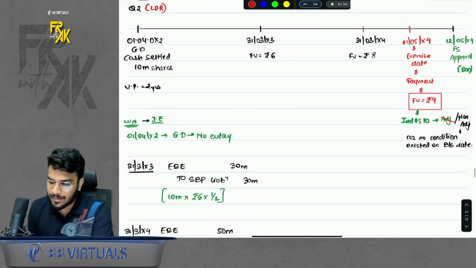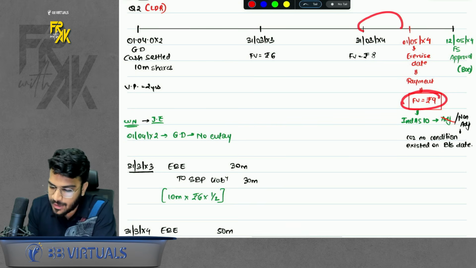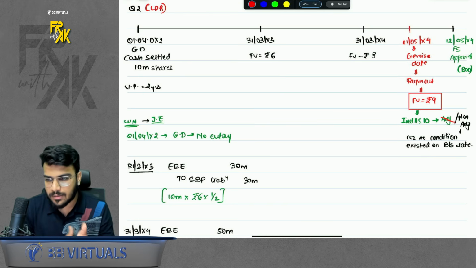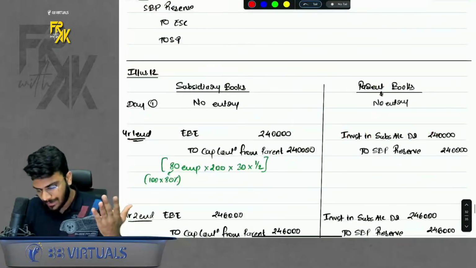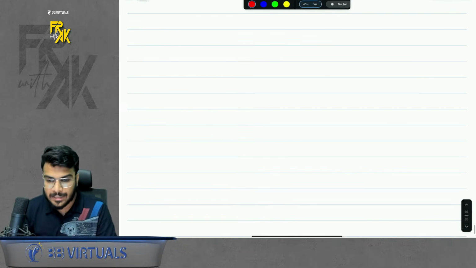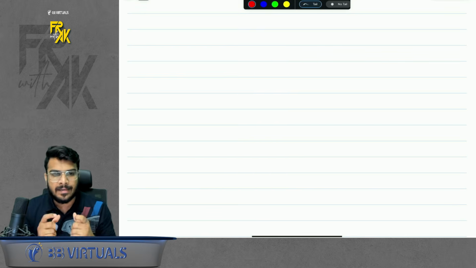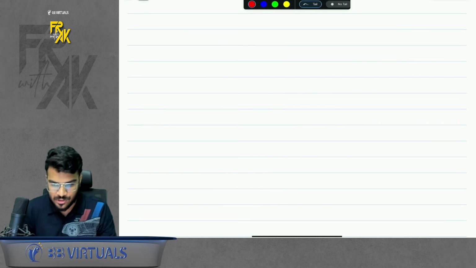Okay, so basically the only concept was that because of the change in fair value after year end but before approval of FS, this is a non-adjusting event. Okay, yes, so this completes our complete revision of Ind AS 102. I hope it was helpful for you. Tried my best to revise all the concepts along with the relevant important questions. Of course, your self practice is needed. Just watching the revision won't suffice, so do self practice the questions as well.